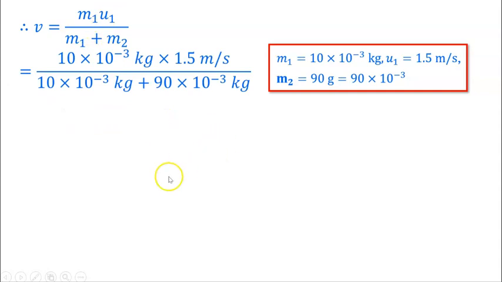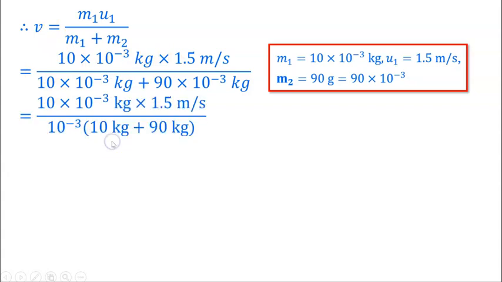Now see this calculation, how it is done. Here the numerator has 10 raised to minus 3, and the denominator also has 10 raised to minus 3. We take 10 raised to minus 3 common from the denominator, so the 10 raised to minus 3 in the numerator and denominator get cancelled. Then we get 10 plus 90, that is 10 gram plus 90 gram. That is 10 into 1.5 in the numerator, and in the denominator 10 plus 90, that is 100.